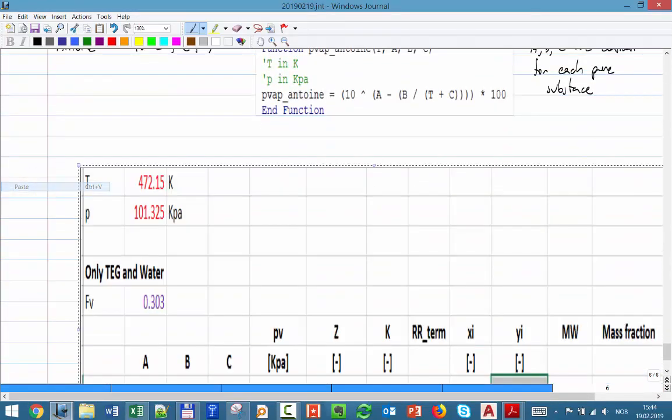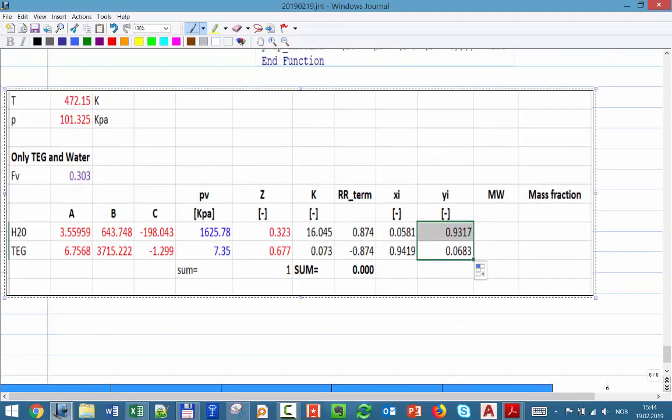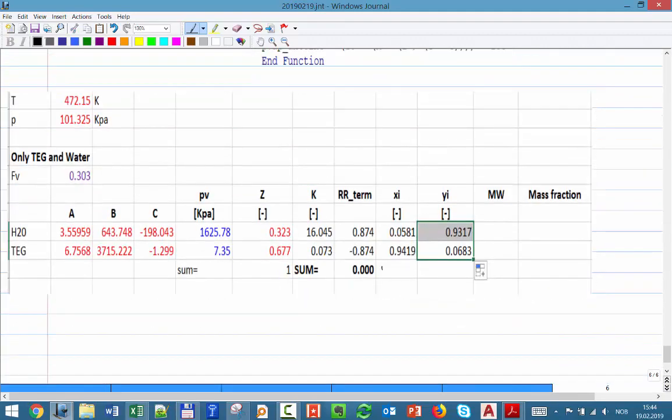Okay, those are the results that we have, and this is the composition of the liquid. That liquid I'm going to take back to the absorber, back to the tower, and put it in from the top. And this is the water vapor that I'm simply going to take out. I'm just going to release it to the atmosphere.